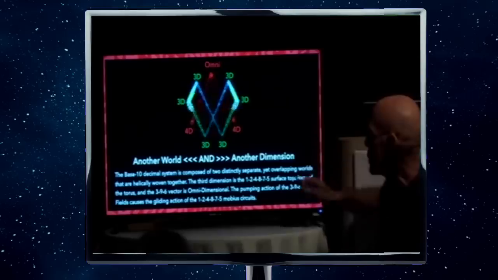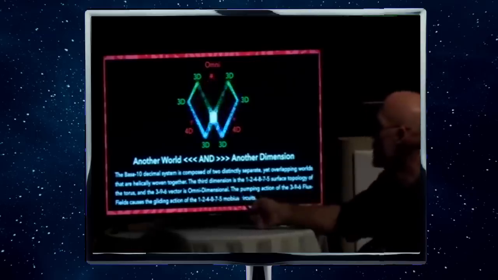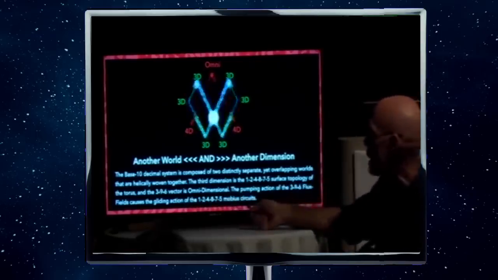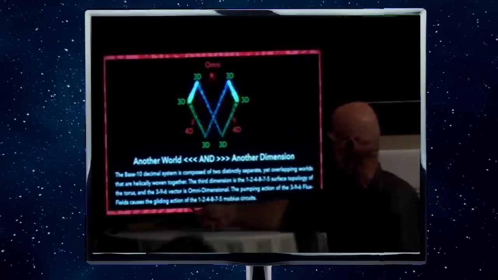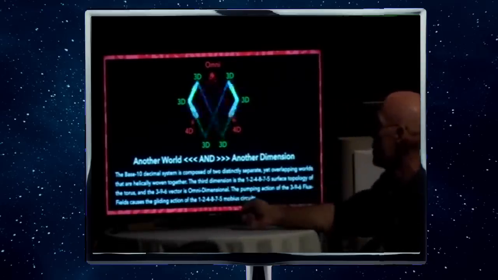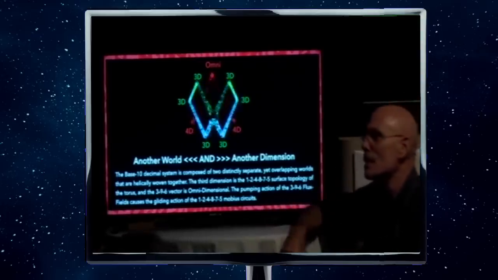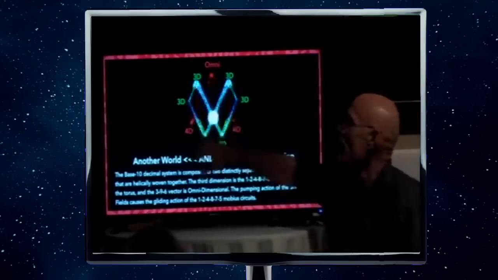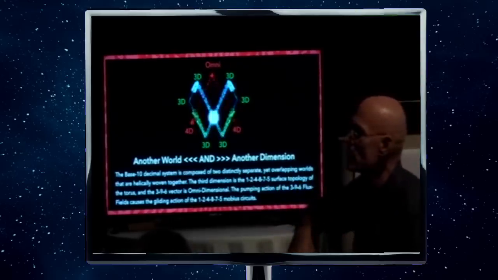The torus is the surface topology, which we are still just beginning. The surface topology of the torus of the 396 spectrum is omnidimensional. The pumping action of the 396 flux fields causes the gliding action of the 1, 2, 4, 8, 7, 5 Mobius circuit. So literally, this world is not even moving of its own locomotion or accord. It's being driven by a higher dimensional world, the pumping action. Next, please.